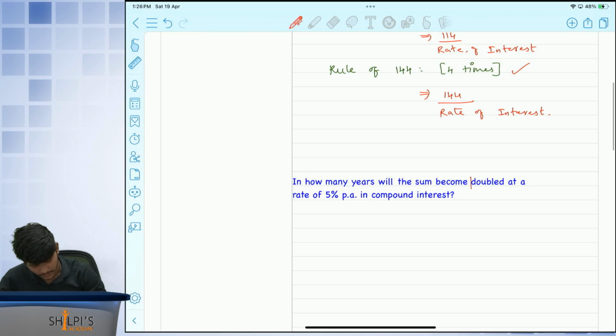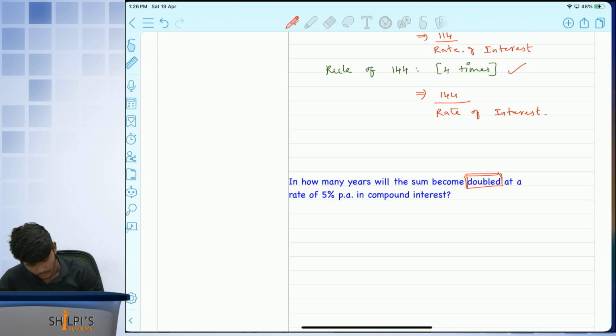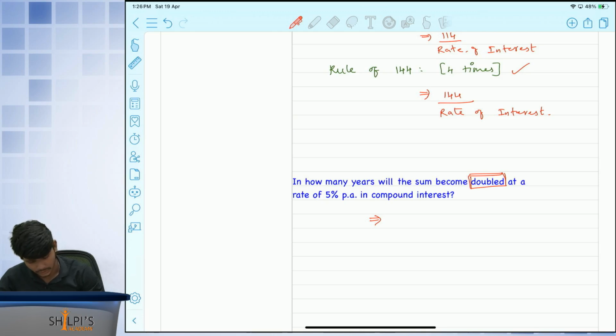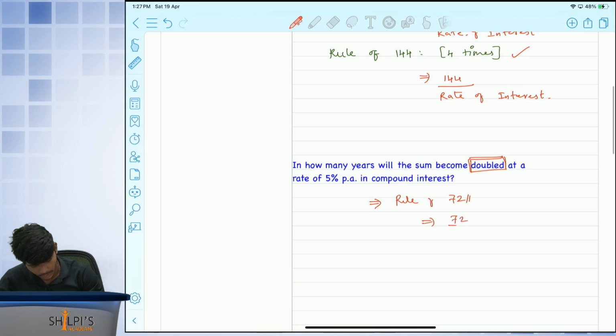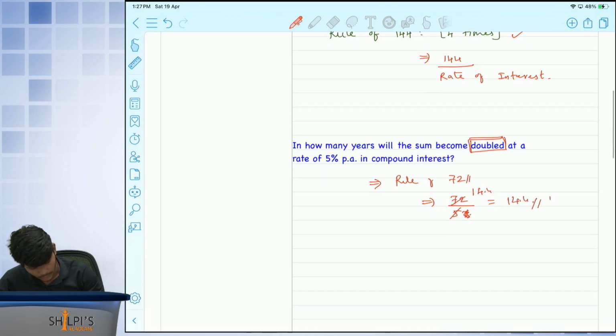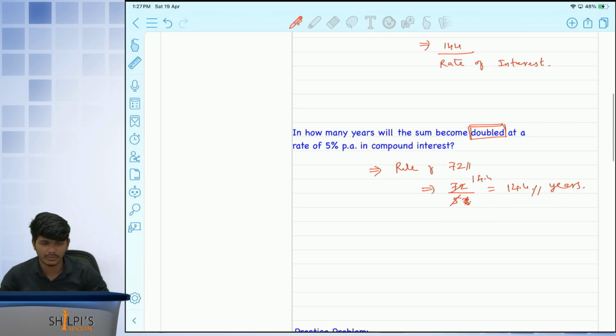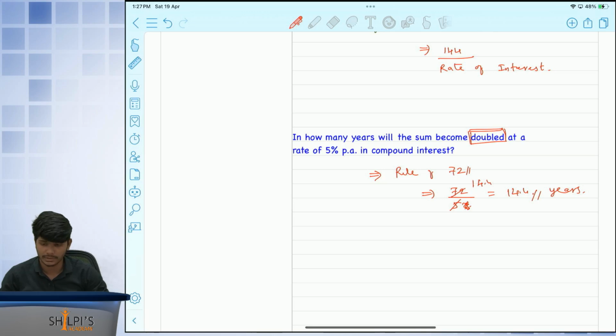So here we can see that this comes under the doubled case, right? So which rule are we going to use? Right, the rule of 72. So we are going to divide the rule number by the rate of interest, that is 5%. So what will be the answer? If we cancel it, it means 14.4, right? 14.4. So in 14.4 years the given sum will become double at a rate of 5% per annum.